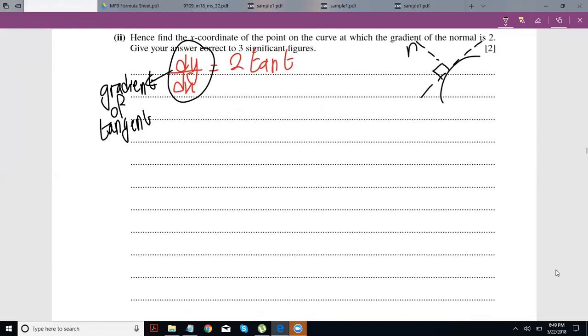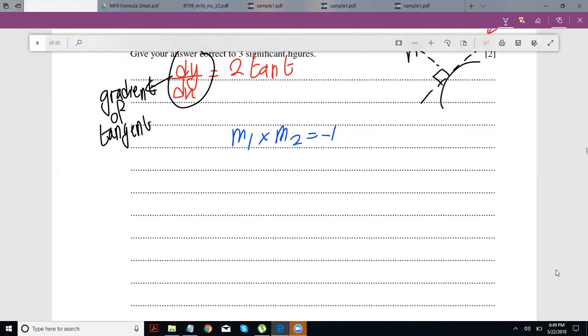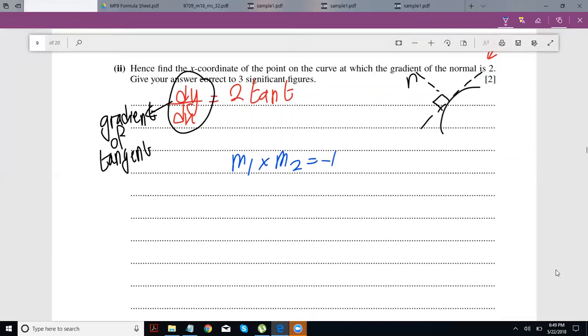Now, what do you do with perpendicular lines? You can use the formula m1 into m2 is equal to minus 1, which is basically the gradient of one of the perpendicular lines into the gradient of the second perpendicular line should be equal to minus 1. So the gradient of the normal is 2, that's given in the question, into m2, the gradient of the tangent. We do not know that, but we can calculate it like so, minus 1 upon 2.